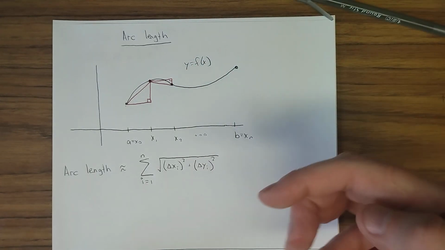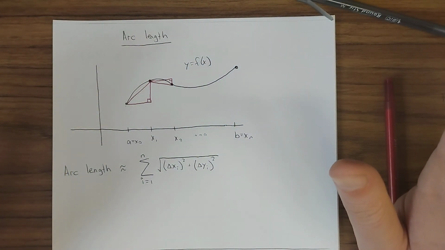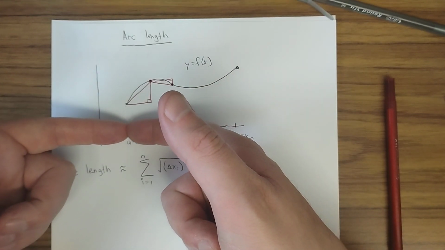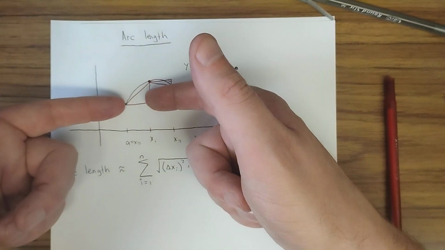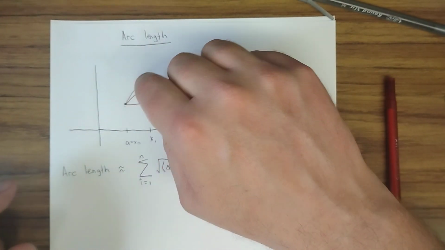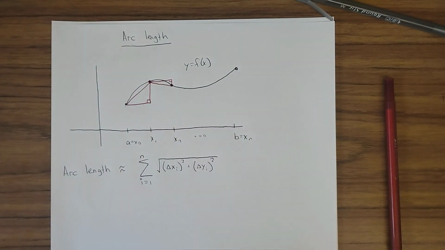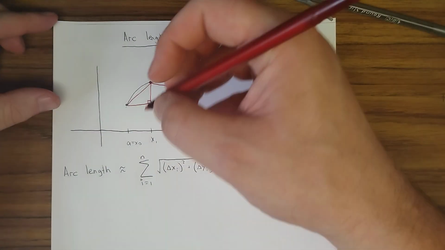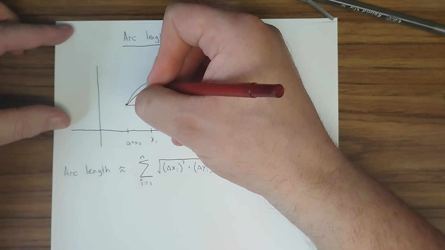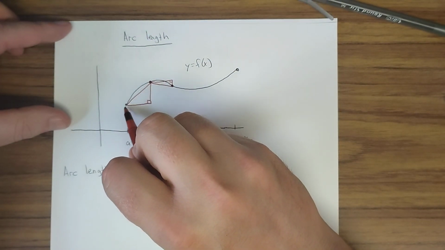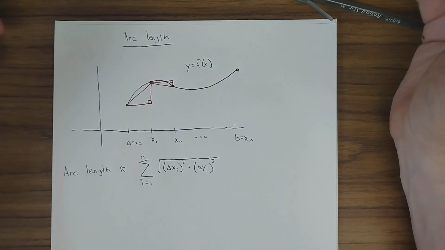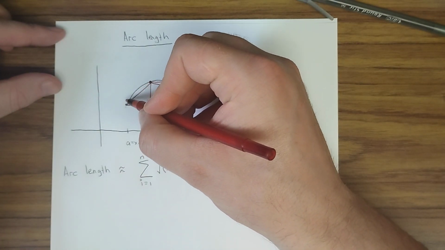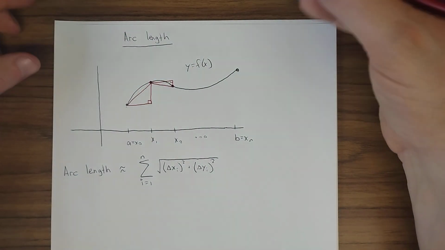And in the end, this is not going to be too bad because I'm going to take the limit as n goes to infinity, so these pieces are going to get smaller and smaller. And if I look at very short subintervals, the curve is almost a straight line. So this shouldn't be a bad approximation. What I'm interested in is the hypotenuse of this right triangle. That's the straight line that I'm using to approximate the length of this curve.